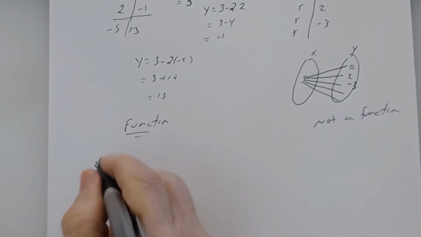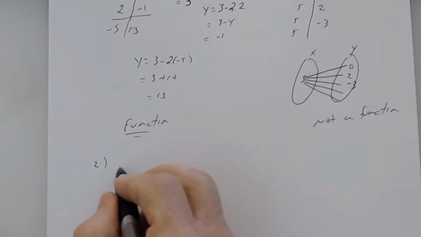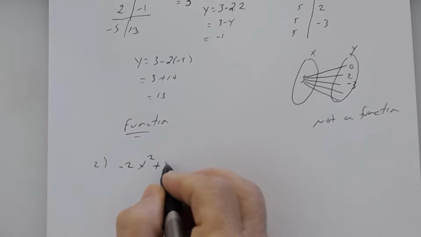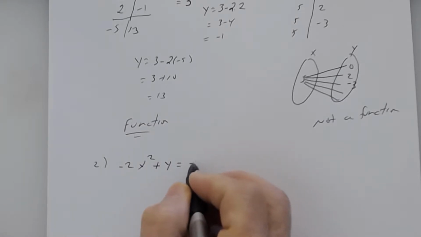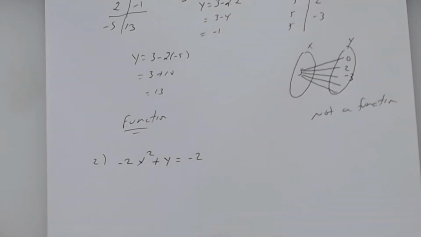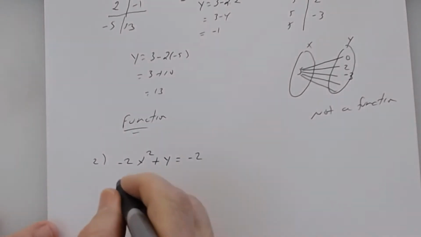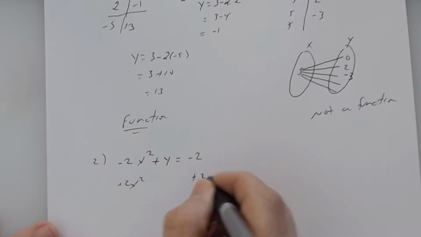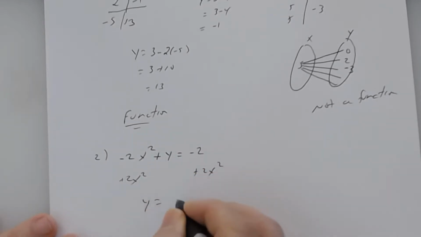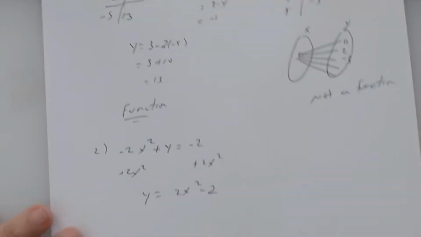All right, let's look at number 2. Suppose I had -2x squared plus y equals -2. Get y by itself if you can. Can I easily get y by itself? Yes, I can. I'm going to add 2x squared to both sides. And so I get y equals 2x squared minus 2. That's what I get.